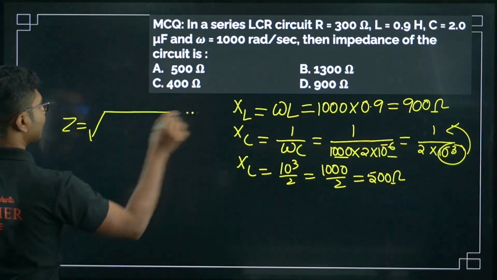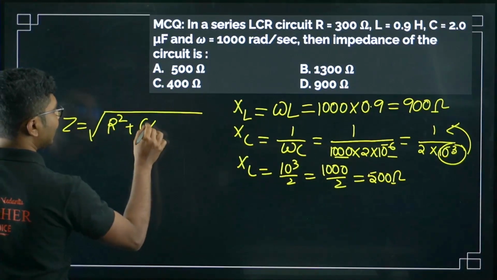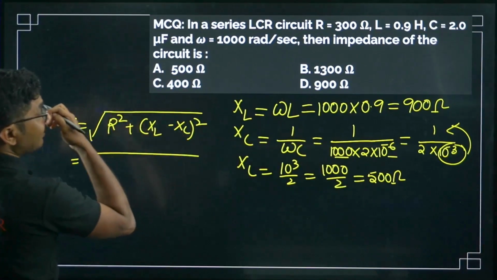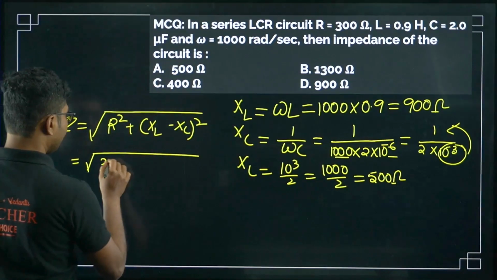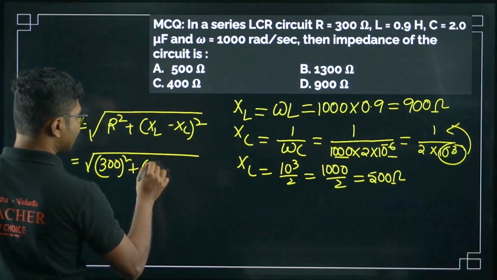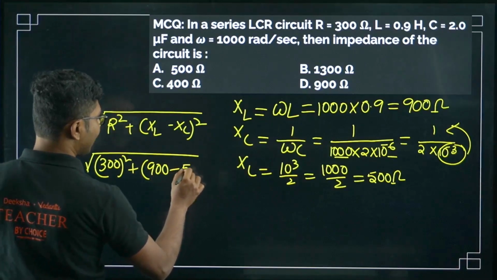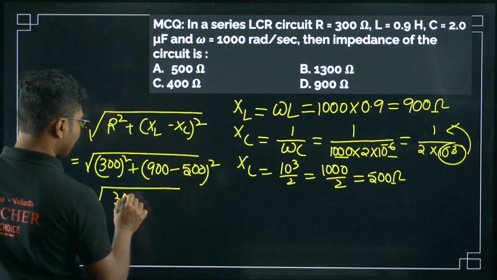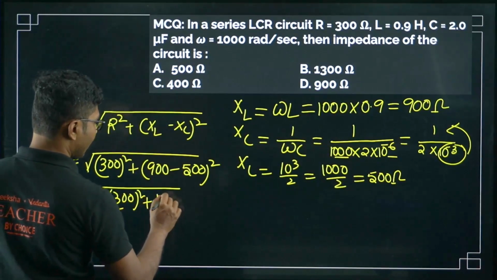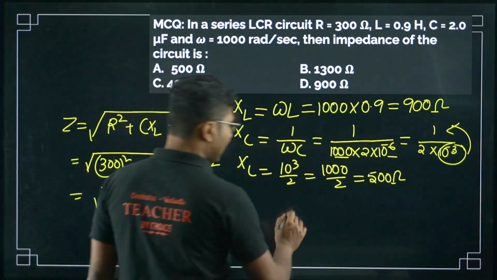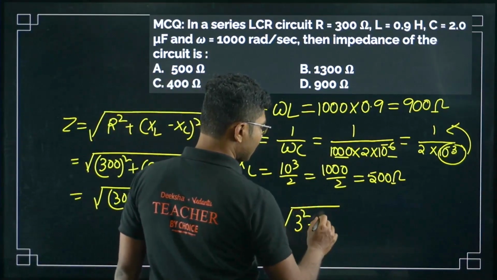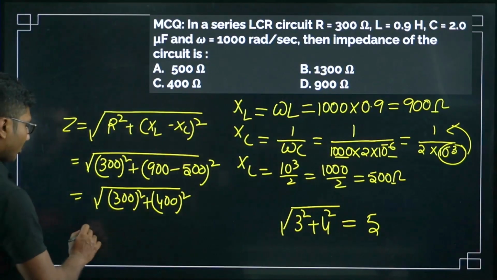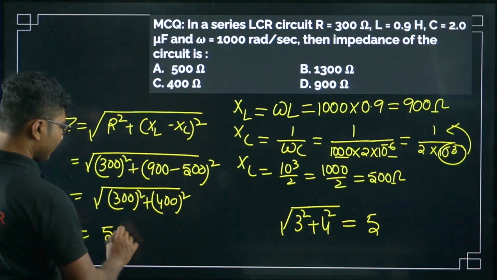So what is the impedance Z? Z is basically the square root of R square plus XL minus XC whole square. R is 300 ohm, so 300 whole square plus XL is 900 minus XC is 500 whole square, so it is 300 square plus 400 square. Now remember that the square root of 3 square plus 4 square is 5. You can check that and tell me if you forgot. Similarly, we can write this as 500.